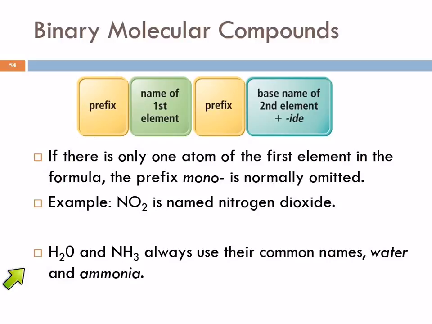H2O and NH3. These do have systematic names, but they always go by their nickname, their common name. What do we call H2O? Water. And NH3 is always called ammonia. We could give them names like this. We could call this dihydrogen monoxide.